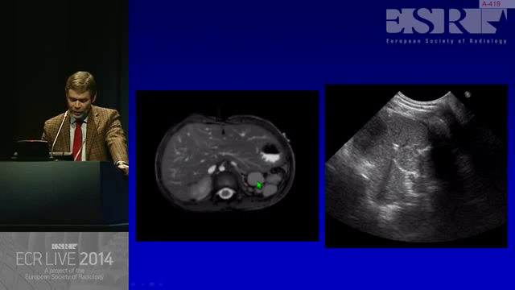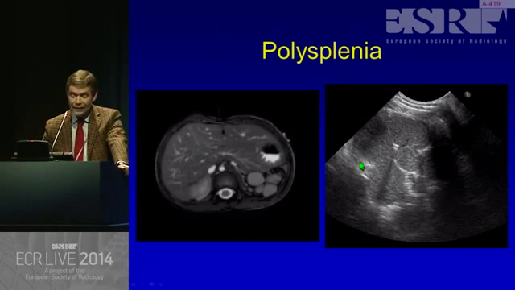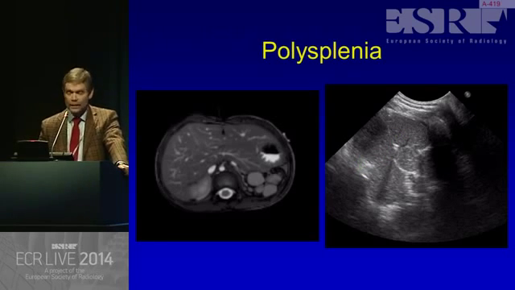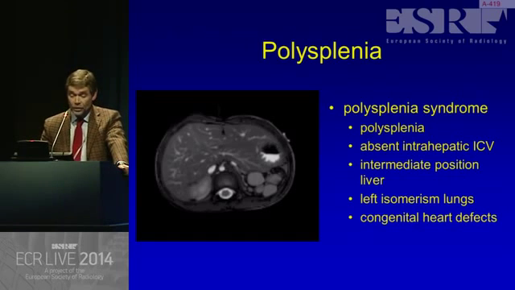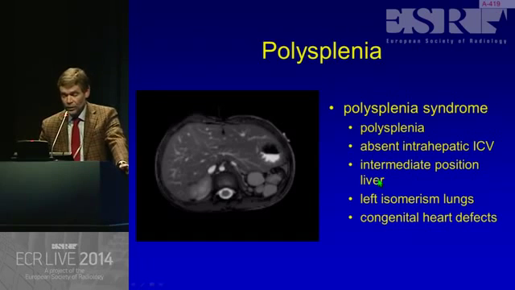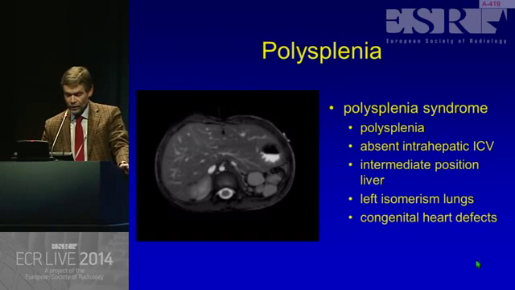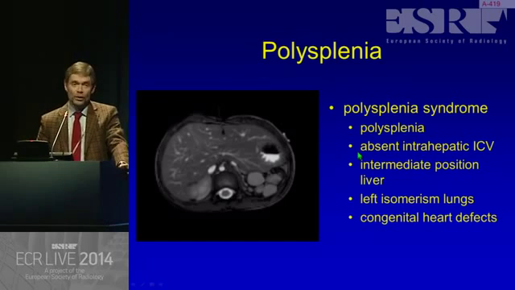And if we have a look at the spleen, this polysplenia, many splenic lobules, and we can also see it on ultrasonography. And in this case, it was the polysplenia syndrome, which consists, of course, of polysplenia, an absent intrahepatic inferior caval vein, which is just visible here, an intermediate position of the liver, left isomerism of the lungs, and congenital heart defects, as our child had.